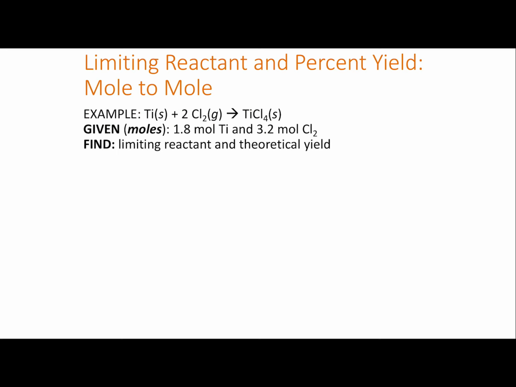So we've got 1.8 moles of titanium and 3.2 moles of chlorine. So let's find the limiting reactant and the theoretical yield. Okay, so I'm going to start off with the titanium. I know that I have 1.8 moles.